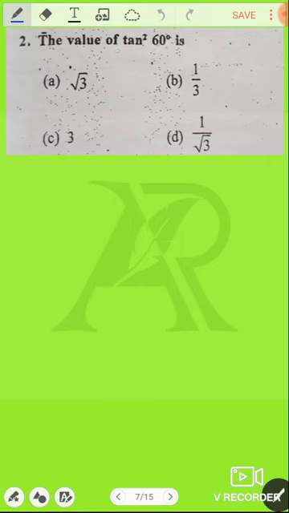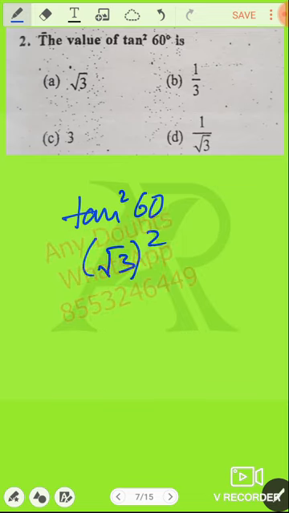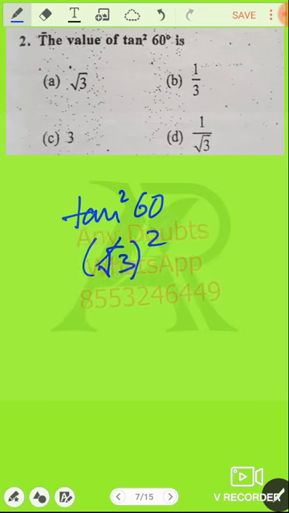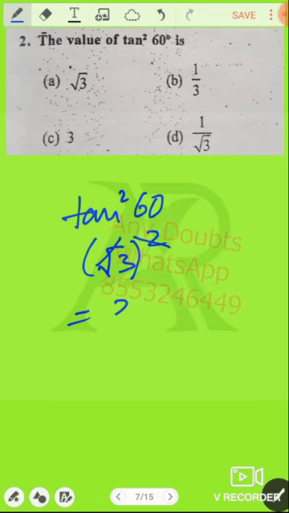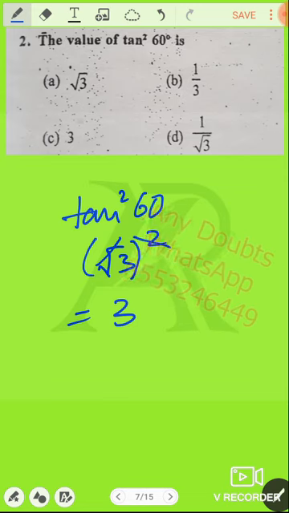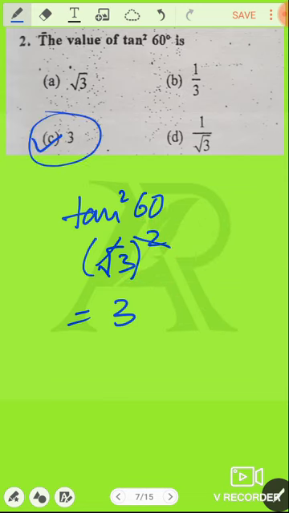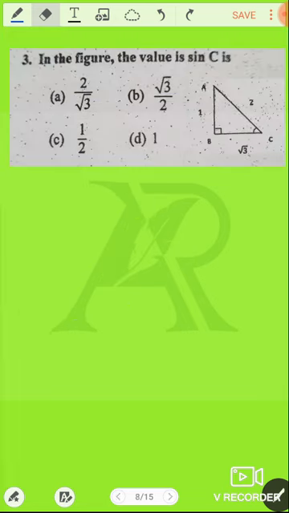The value of tan square 60 degree is? We need to find tan square 60 degree. If you have memorized the table, you can easily say that the value of tan 60 degree is root 3. Since they have given square, I will put the whole square. Now root and square will get cancelled. I will be left with 3. Let us see the options. Option C, 3 is the correct answer. Let us see the next question.